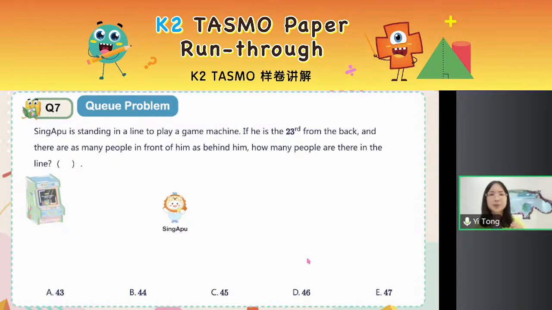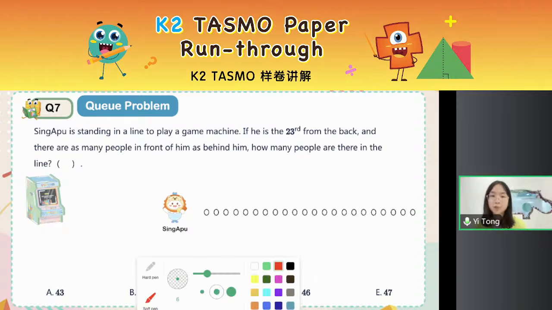We have Singapore and he is waiting to play a game. Oh, do you all love games? Type 1 if you love games, all right? So we're playing the game and Singapore is standing to wait for his turn. If he is 23rd from the back. Oh, how do we show that?